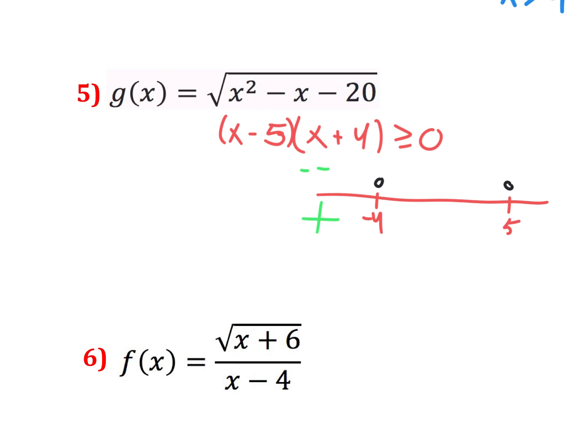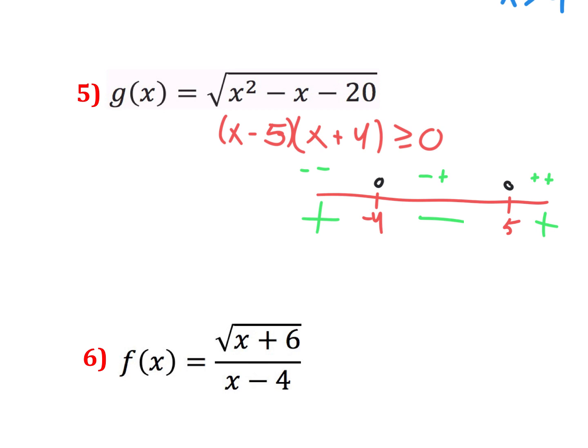Between negative 4 and 5, let's say 0. If I plug in 0, 0 minus 5 is negative. 0 plus 4, that's positive. A negative number times a positive number is a negative result. Then let's choose something over here. Something bigger than 5. Let's go positive 10. 10 minus 5 is positive. Then here, 10 plus 4 is also positive. Positive times positive is a positive result.